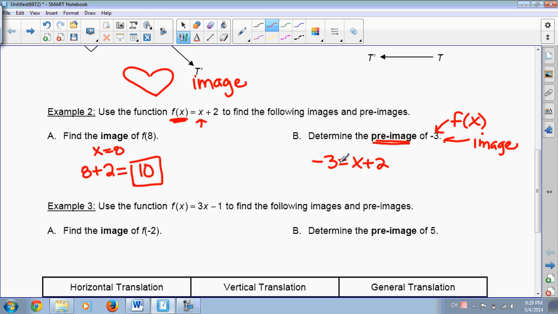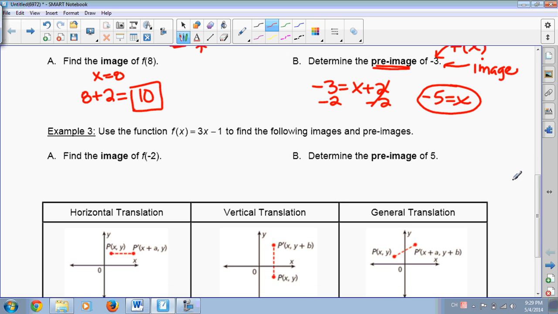So -3 is equal to x plus 2. Get x by itself by subtracting 2 from both sides. So -3 minus 2 is -5. So the pre-image is -5. If we were to plug in -5 for x, -5 plus 2 would give us our image of -3. Here we're going to save example 3 for class A and B.